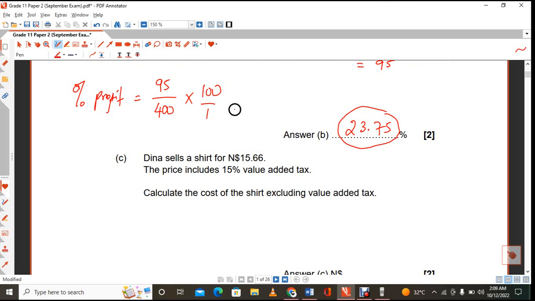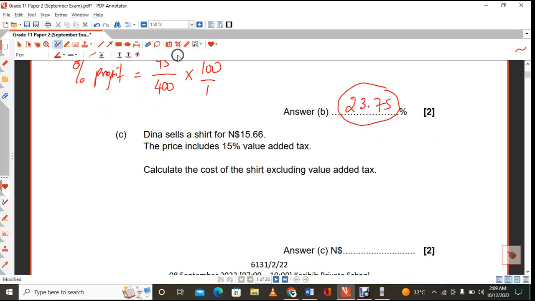The price includes 15% of value added tax. You are supposed then to calculate the cost of the shirt excluding the value added tax. Okay, right. So this is a question that deals with reverse percentages. You know that when we are saying value added tax, that means we're going to add. So we're going to say 100% plus 15%, so that gives us 115%.